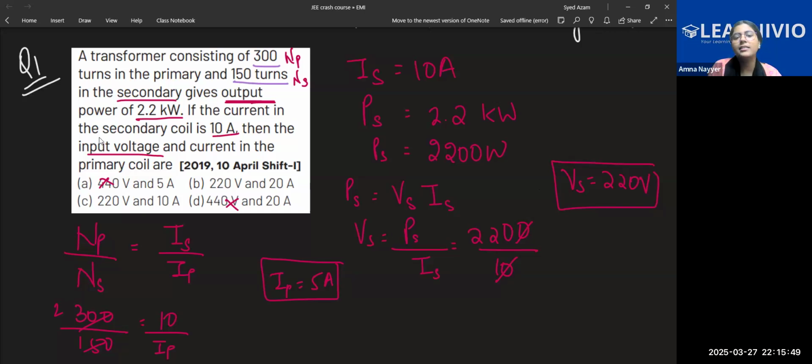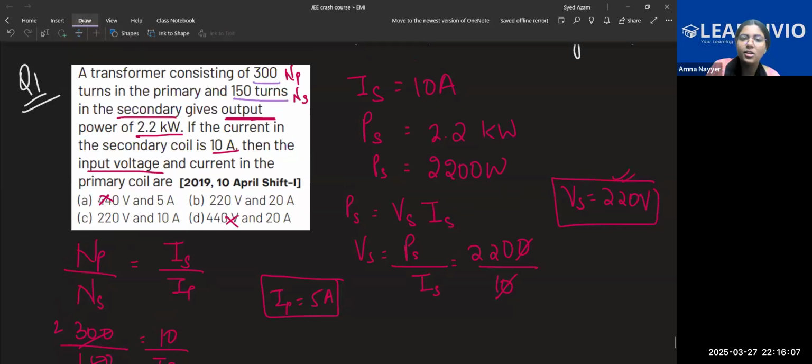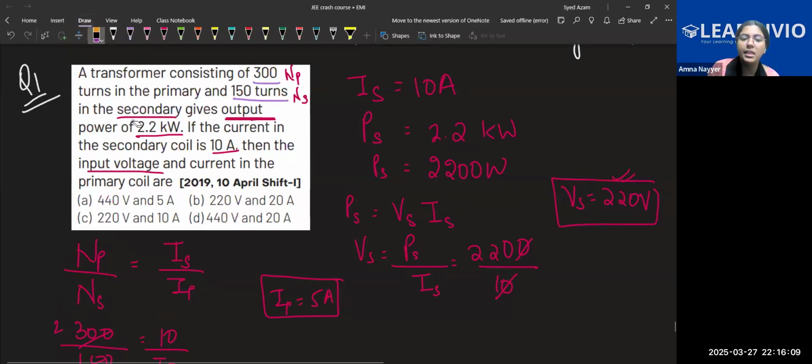Right? This is asking us the input voltage. So this is correct. Now using this, we can get the value of Vs. So this is the output voltage, the secondary voltage, right? So we have Vs with us, but the question is not asking us Vs. The question is asking us Vp. So we have to further use this only.